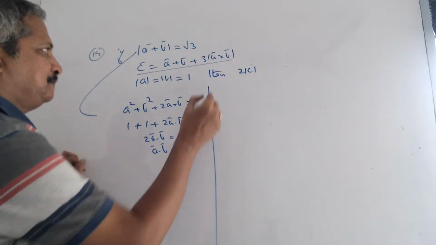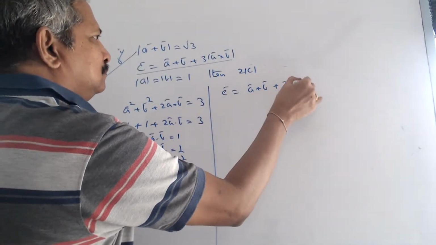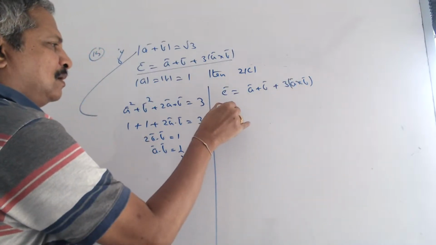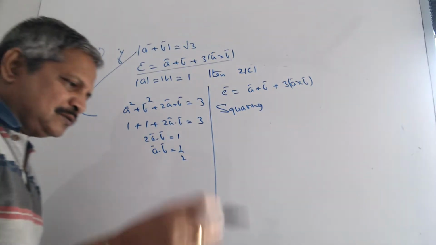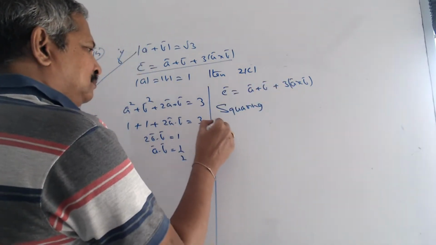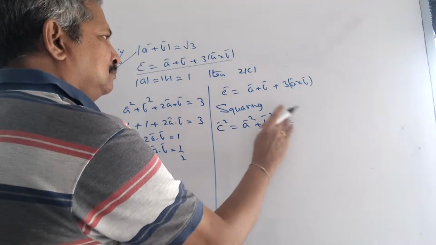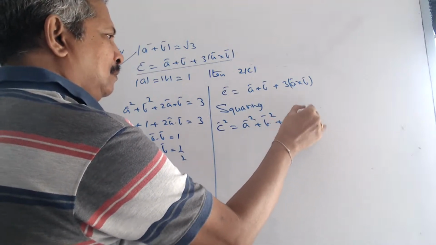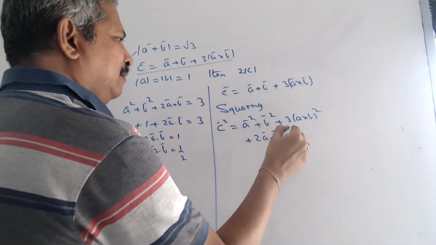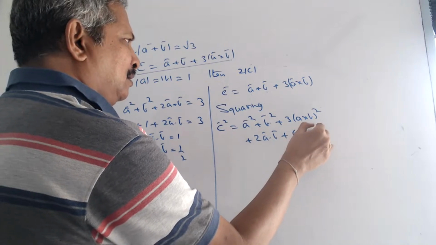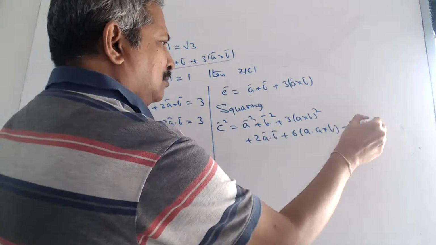So what will I do? We can't find A, B, C without magnitude. Always you have to do squaring. Squaring gives two A dot B, 2 into 3, 6 A dot A cross B, and 2 into this, 6 B dot B cross A cross B.